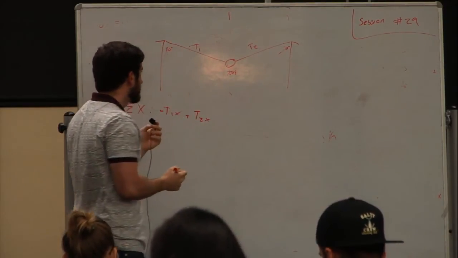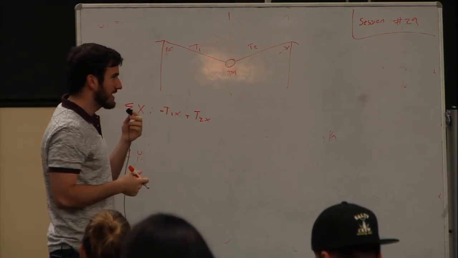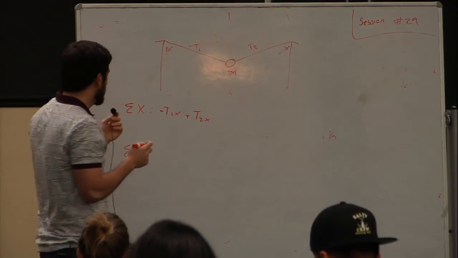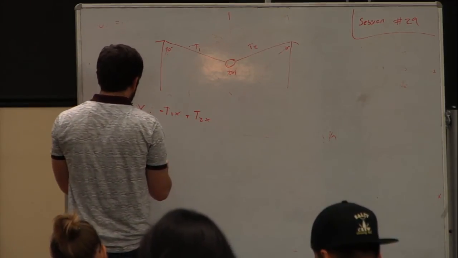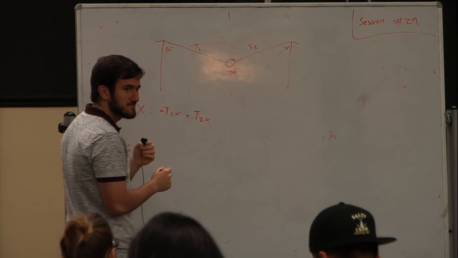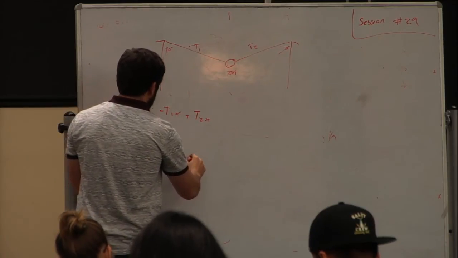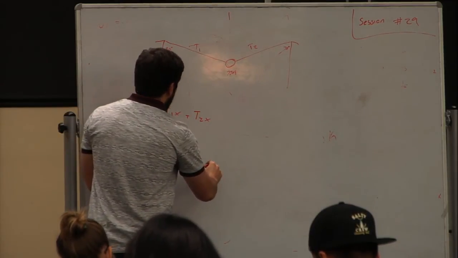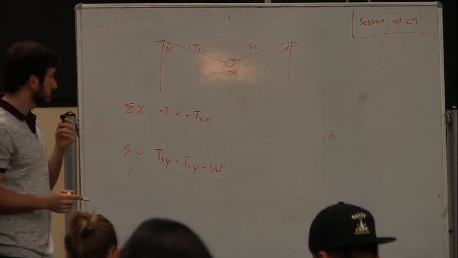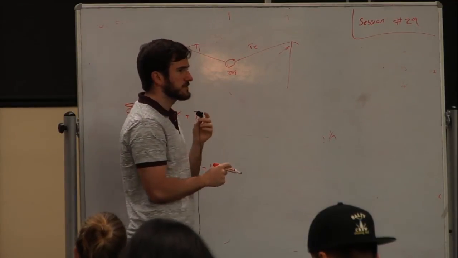All right, so what else do we know about this problem? Is it moving? Is it not moving? It's not moving, so what's that tell us? Right, it's in static equilibrium. That means the sum of all the forces equals 0, and it's not moving. Dynamic equilibrium, the sum of the forces equals 0, but it is moving. Make sense? So it's equal to 0. If we rearrange this, we get T1x is equal to T2x.